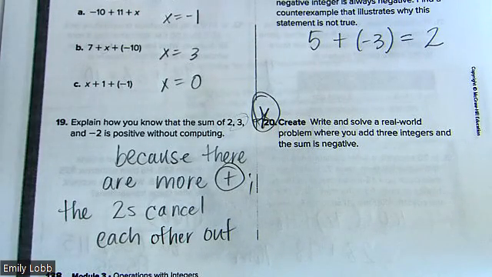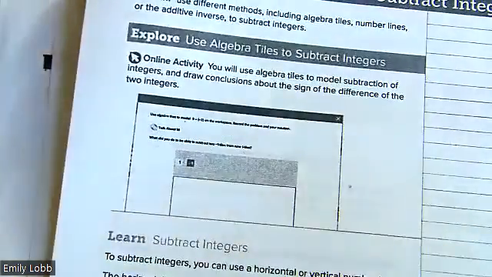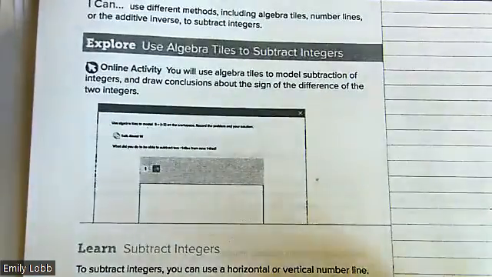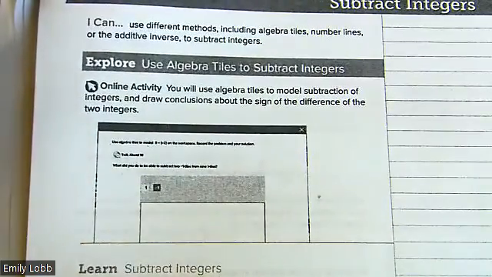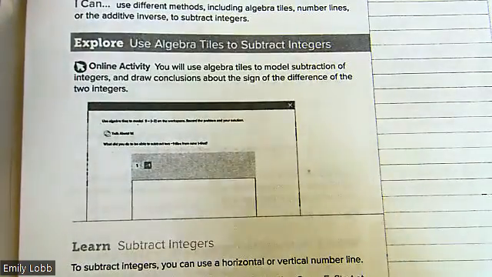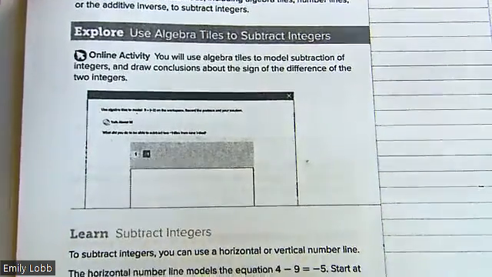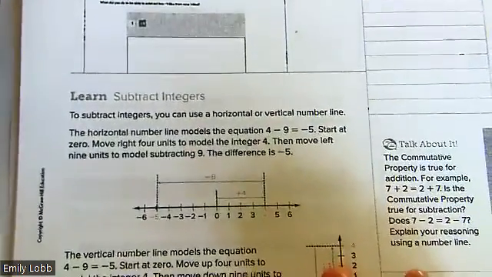Okay, we're gonna move on to subtracting integers, which begins on page 139. I can use different methods, including algebra tiles, number lines, or the additive inverse to subtract integers. So same thing, we can model subtraction. It's going to look just a little bit different. You ready?